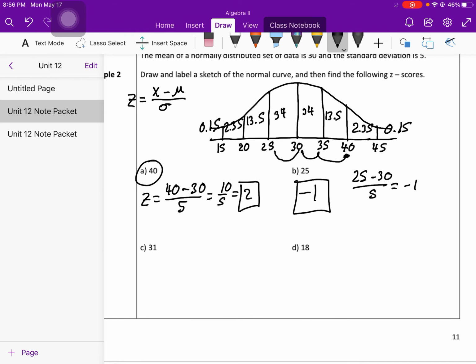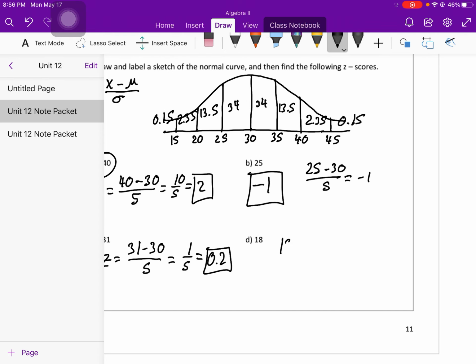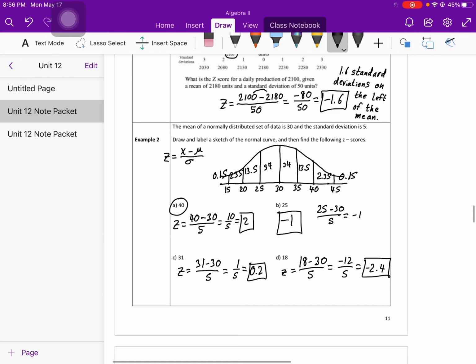Now 31 and 18, those are not nice numbers that we see. So those are for sure going to be decimal answers that we're going to need to do a little bit of work. So this is going to be z equals 31 minus 30 divided by 5. That ends up being 1 divided by 5, and that ends up being 0.2. We are 0.2 standard deviations. That's pretty close to the average. And then 18 minus 30 divided by 5 is going to be -12 divided by 5, which is -2.4. So that is 2.4 standard deviations to the left of the average.